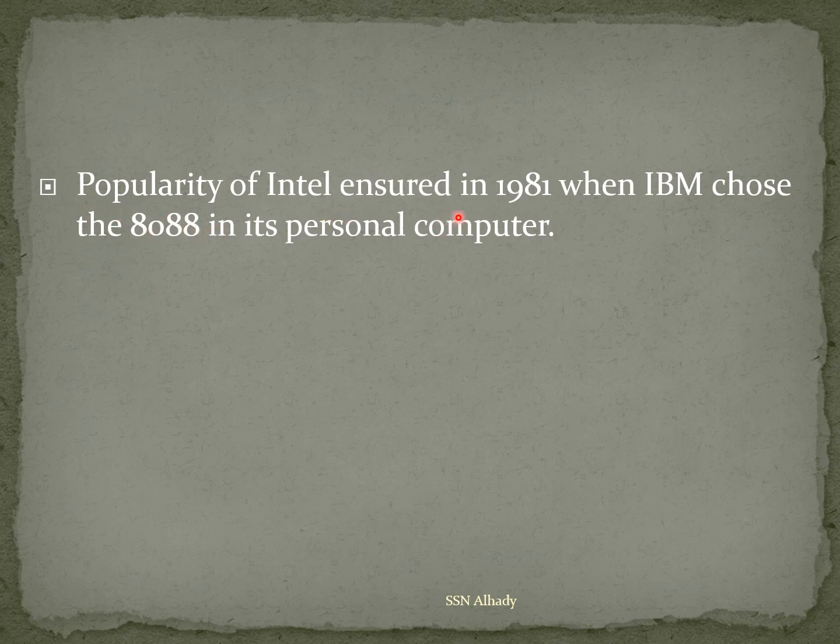The popularity of Intel was ensured in 1981 when IBM chose the 8088 to be used in a personal computer. Okay, you know what we call it? I also forget. Before the Pentium, you had the 286, 386, 486, and the 5 actually refers to the Pentium. So at the end we call it x86 because it is based on the architecture of the 8086.